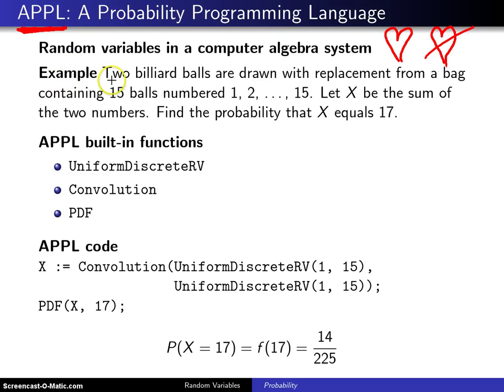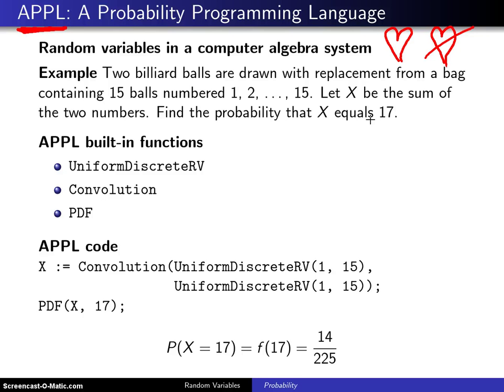So here's the example. 2 billiard balls are drawn with replacement from a bag containing 15 billiard balls, numbered 1, 2, 3, all the way up to 15. Let x be the sum of the 2 numbers. Find the probability that x is equal to 17. This is very much like a problem involving the rolling of 2 fair 15-sided dice and finding the sum of the 2 numbers that come up.